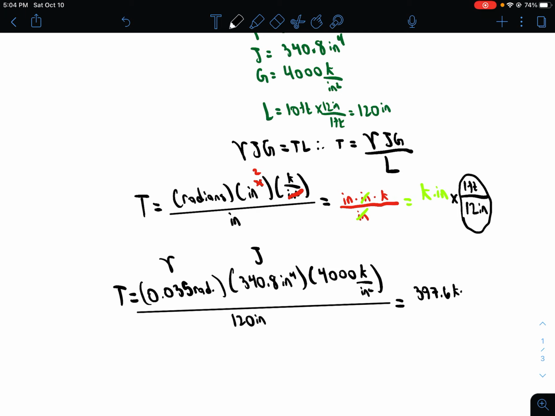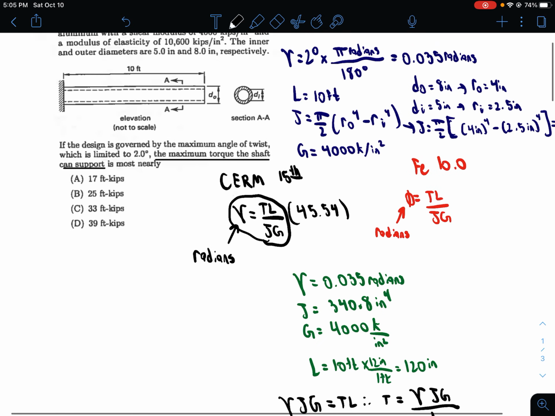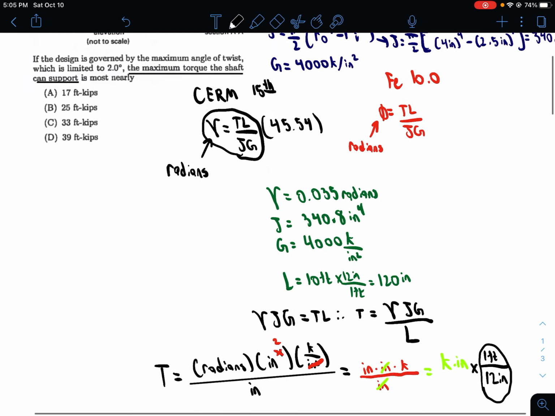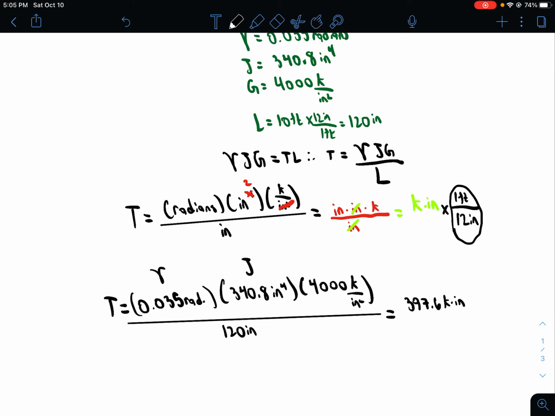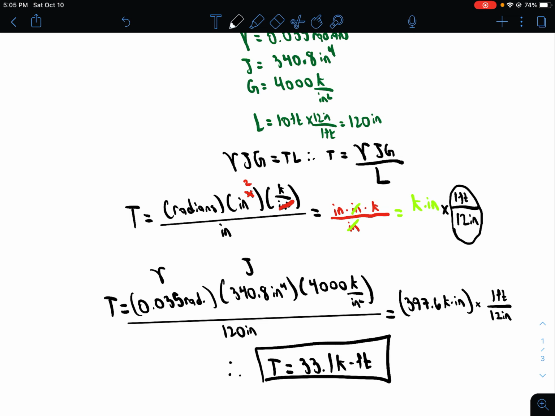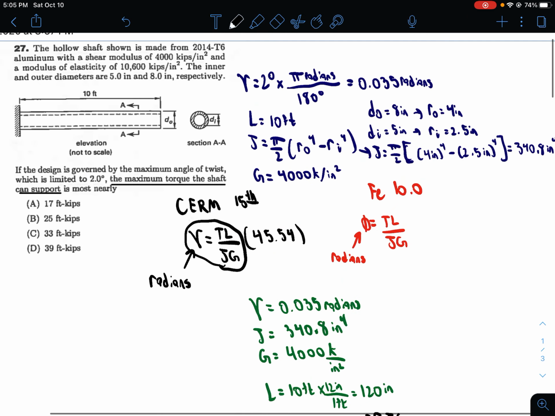Now when I do that right there, I get a value of 397.6 kip inches. But we said our answers aren't in kip inches, they're in kip feet or feet kips. So what that means is we have to multiply this times 1 foot over 12 inches. Therefore, my torque equals 33.1 kip feet. And with that being said, I know my answer is going to be C.